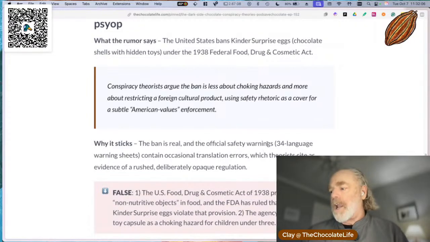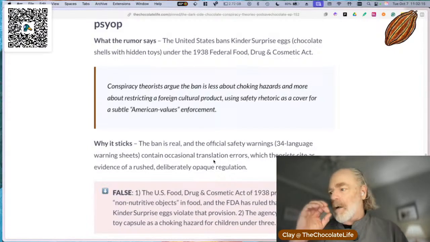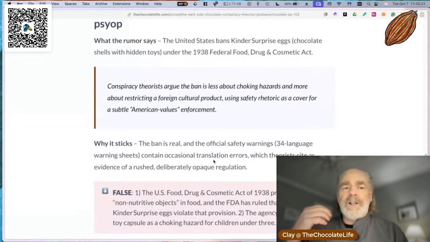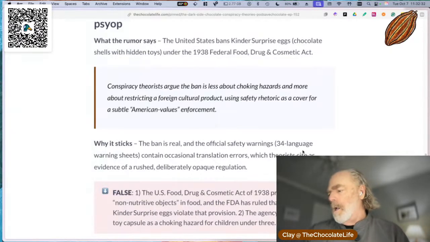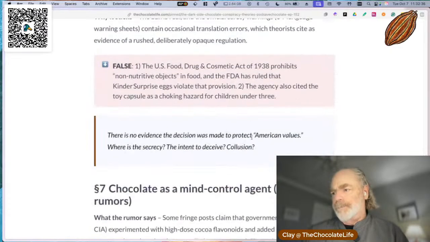And the official safety warnings contain occasional translation errors. So the FDA has implemented the ban, and it's taken the ban originally written in English and then translated into a bunch of other languages. And the fact that there are translation errors means that this is a cover-up, right? That there's a deliberate cover-up here, which theorists cite as evidence of a rushed, deliberately opaque regulation.